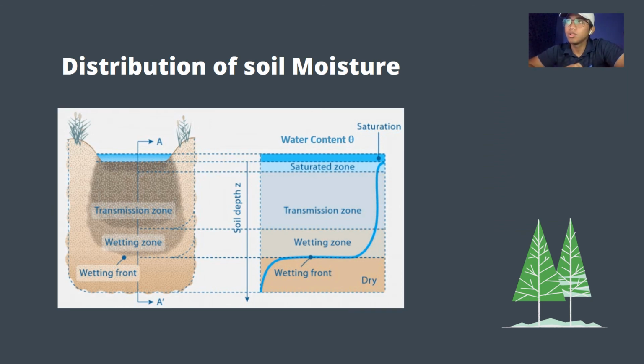So moving forward to the next agenda, which is the last agenda for today, which is the distribution of soil moisture. The highest part in the picture is the water content. So below the water content is the saturated zone, which means the soil in this zone is the most saturated one. Moving deeper, below the saturated zone is the transmission zone, and moving further deeper is the wetting zone.